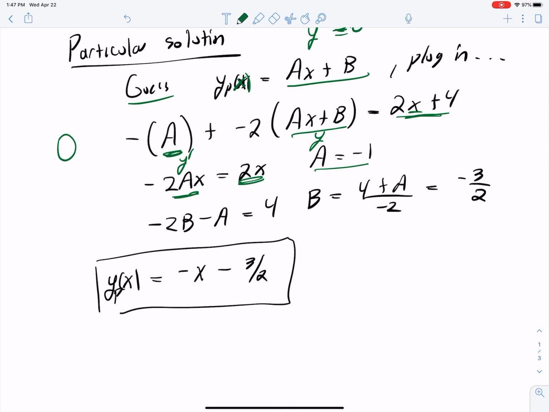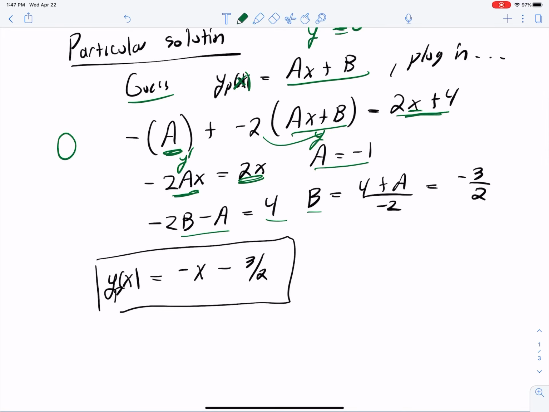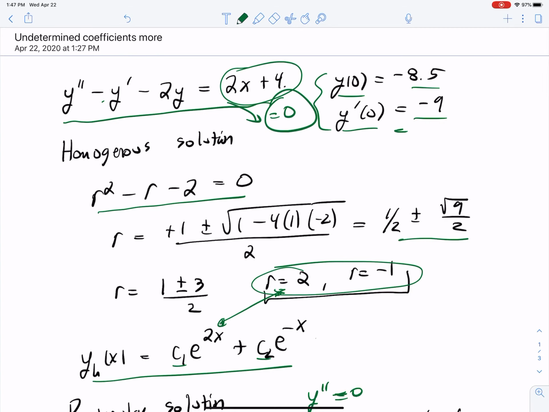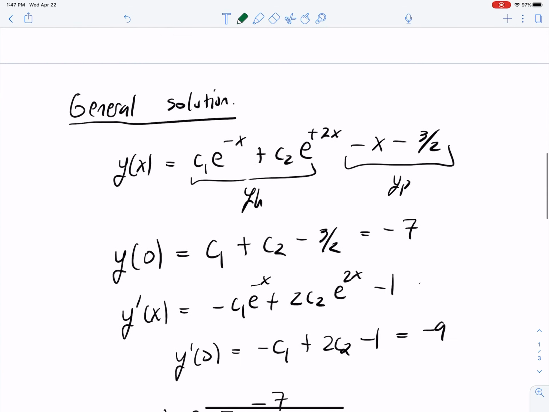And then the coefficients for x to the power 0, just the constants: I get a minus 2b from here, and minus a, and that should be 4. So b equals 4 plus a, over negative 2. So b is minus 3/2. So this gives me my one solution: if I plug this into this differential equation up here, I'll get 2x plus 4. So to make the general solution, we take our homogeneous solution and we add in that one particular solution. And now is when we can plug in these initial conditions and solve.